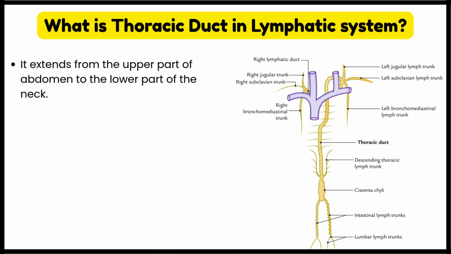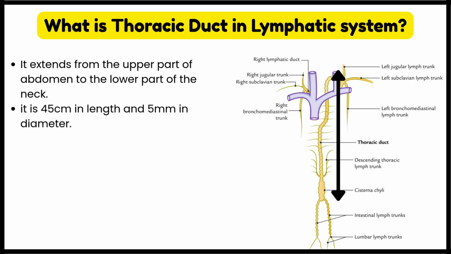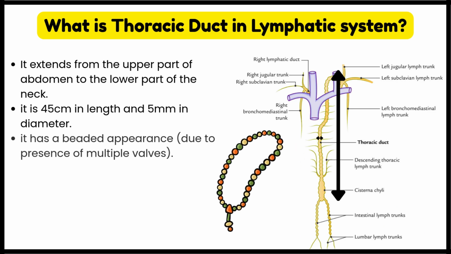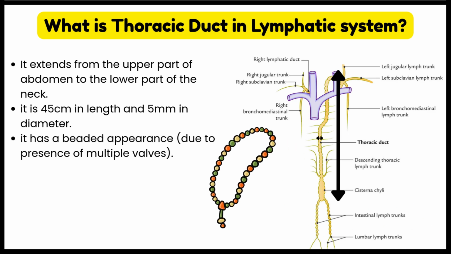It extends from the upper part of the abdomen to the lower part of the neck. It is 45 centimeters in length and 5 millimeters in diameter. It has a beaded appearance due to the presence of multiple valves.